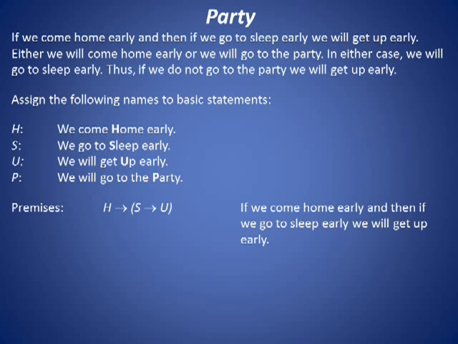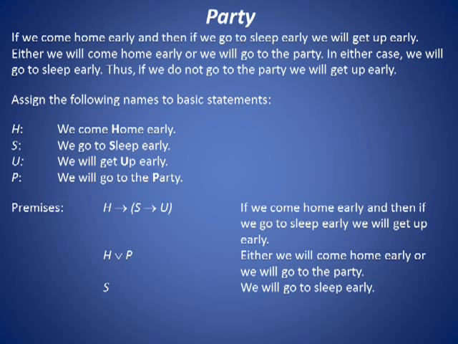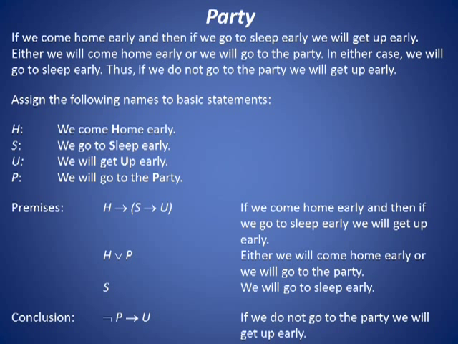From the story, we extract these premises. H implies (S implies U). That is, if we come home early and then if we go to sleep early, we will get up early. H or P, that is, either we will come home early or we'll go to the party. And finally, S, that is, we will go to sleep early. The conclusion to be drawn is not P implies U. That is, if we do not go to the party, we will get up early.